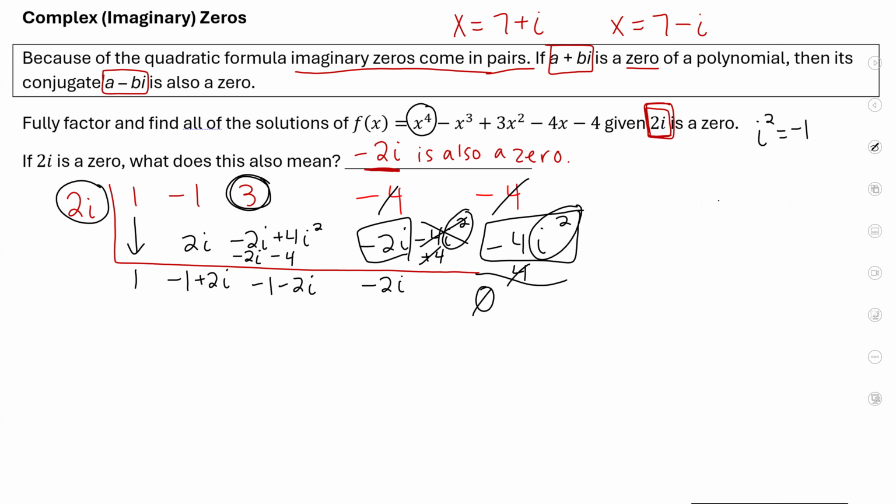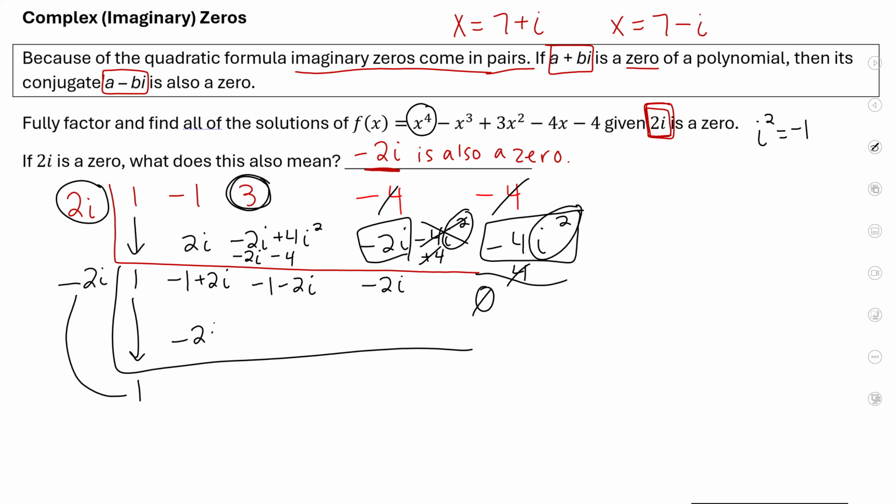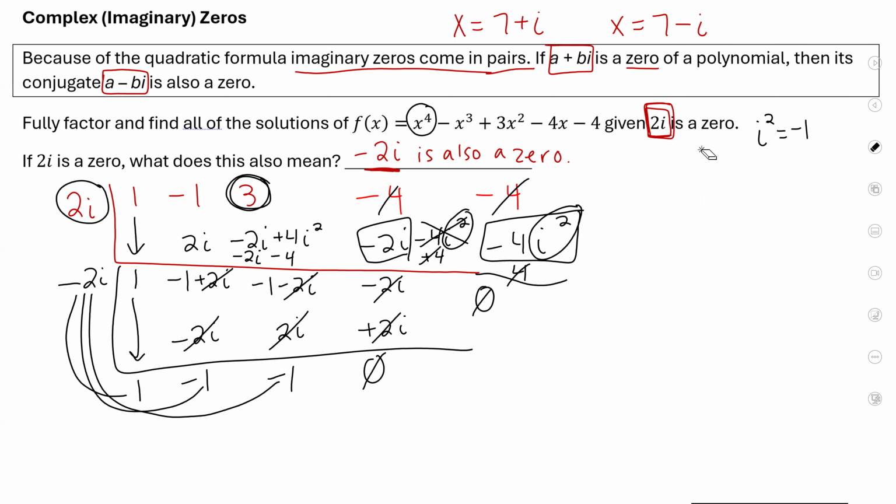Okay, so let's try negative 2i this time. Bring down the 1, and we're going to multiply. 1 times negative 2i is negative 2i. Do you see what will cancel out when I add? 2i cancels out with negative 2i. Now we're going to multiply. Negative 1 times negative 2i is positive 2i. I'm left with negative 1, and those cancel. No remainder. Now I brought it down to a quadratic.